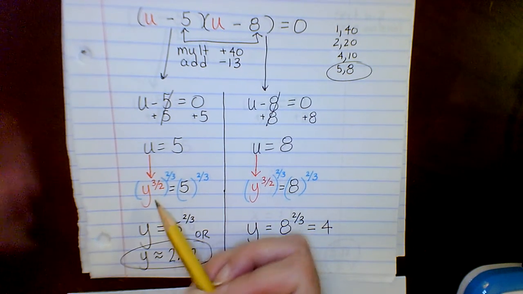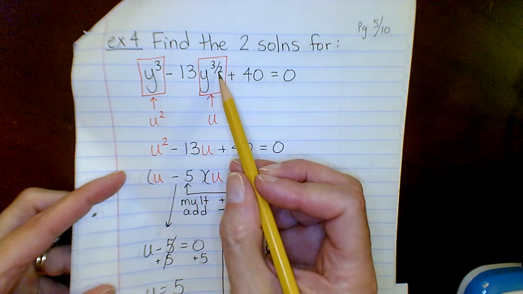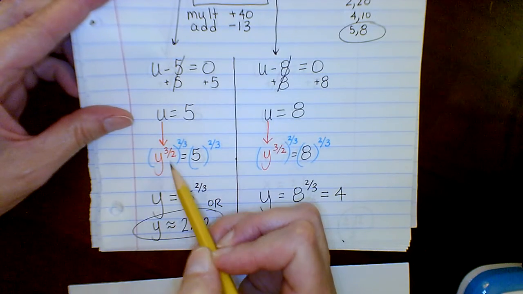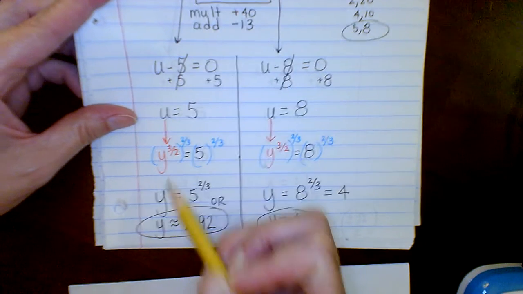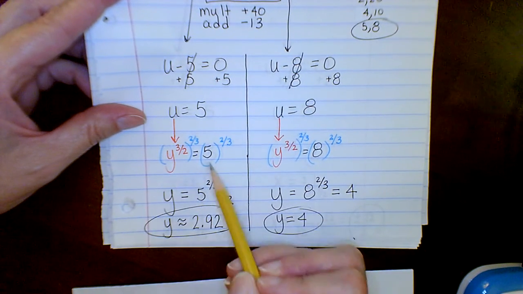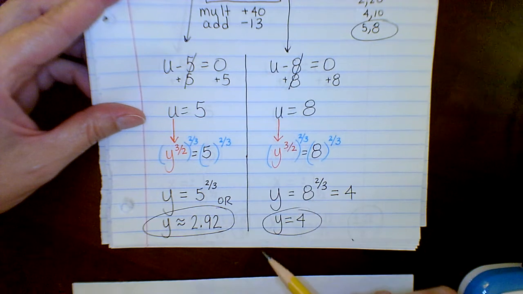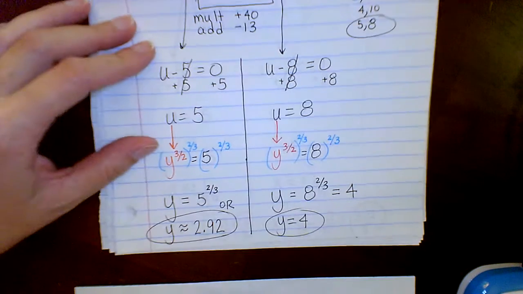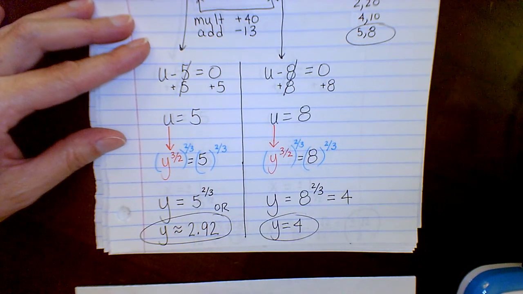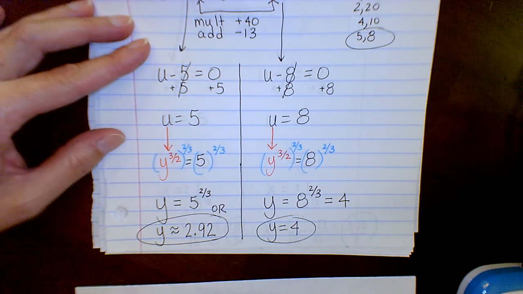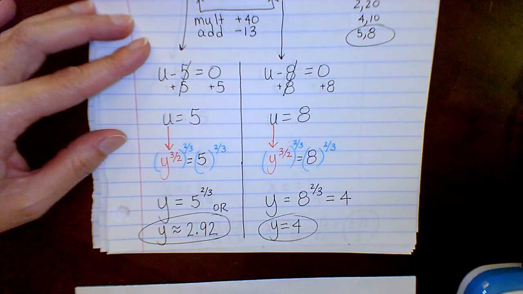So y to the 3/2 was my u substitution. So I'm going to substitute this u right here for y to the 3/2. So I got y to the 3/2 equals 5 and y to the 3/2 equals 8. How do we get rid of a 3/2 power? Well, I'm going to raise both sides to the 2/3 power.